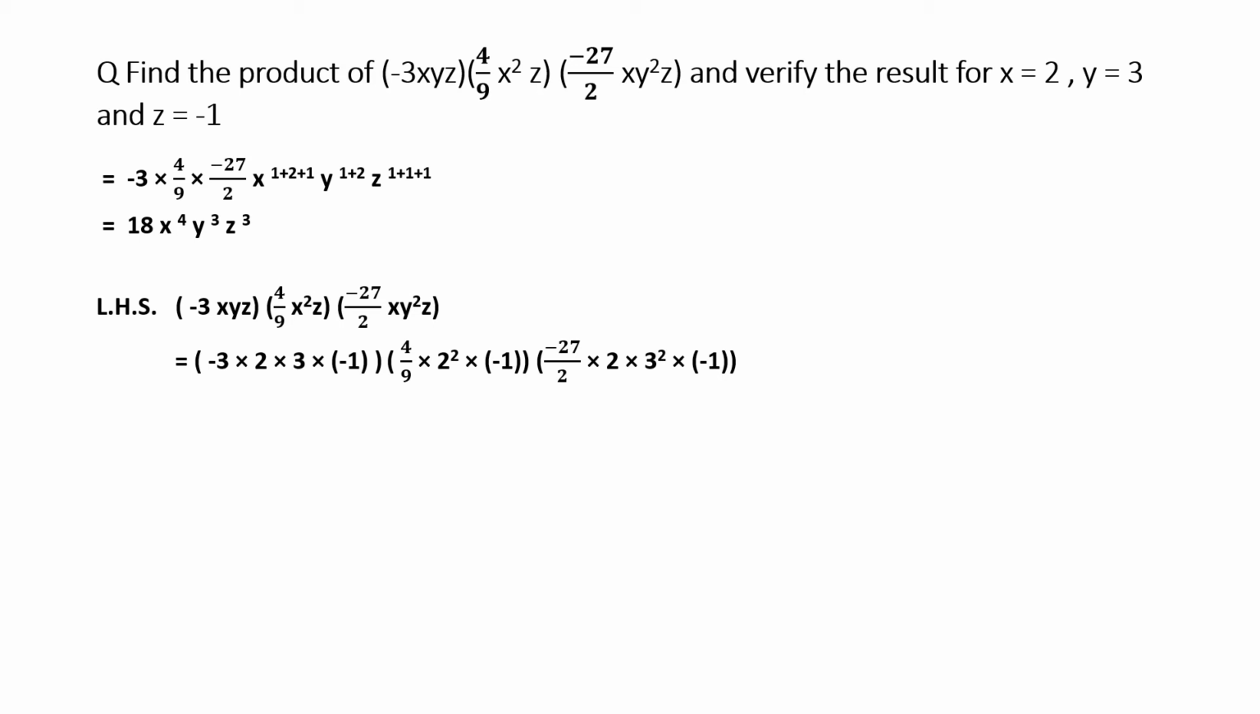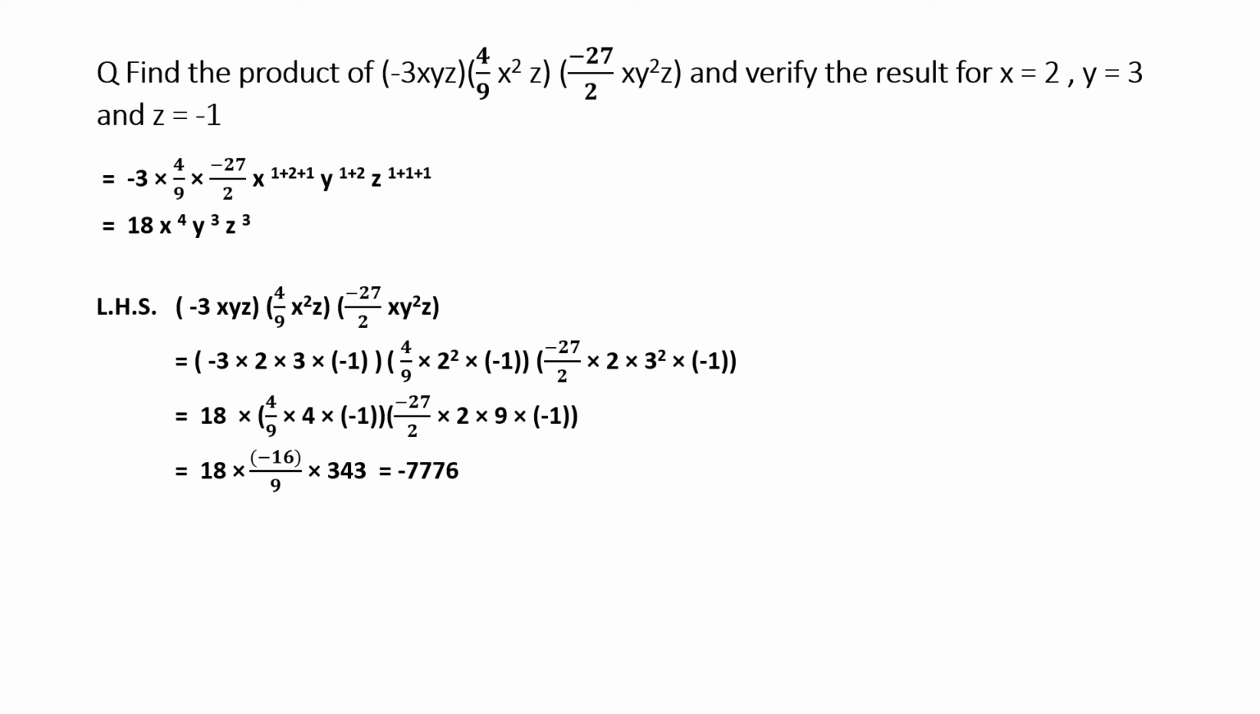The next bracket: 4 by 9 into 2 raised to power 2 into z. The value of z is minus 1. And now the third bracket: minus 27 by 2 into 3 raised to power 2 into minus 1. Now minus 3 into 2 into 3 into minus 1 will become plus 18. 4 by 9 into 2 raised to power 2, that is 4 into minus 1. The next, minus 27 by 2 into 2 into 3 raised to power 2, that is 9 into minus 1.